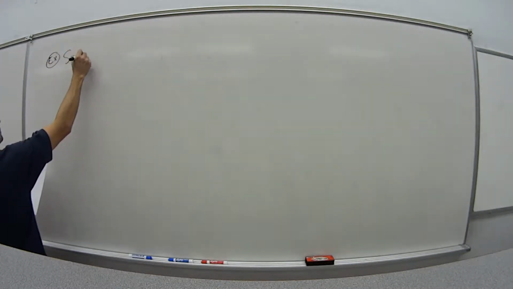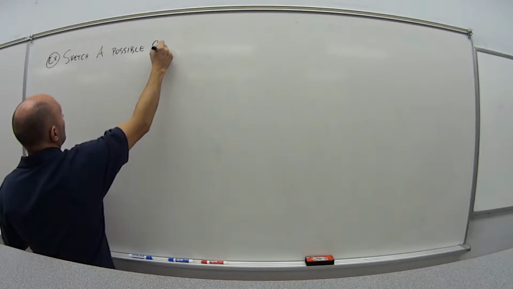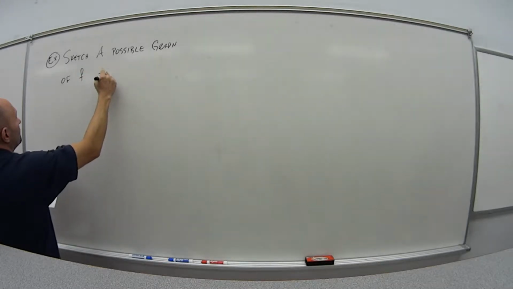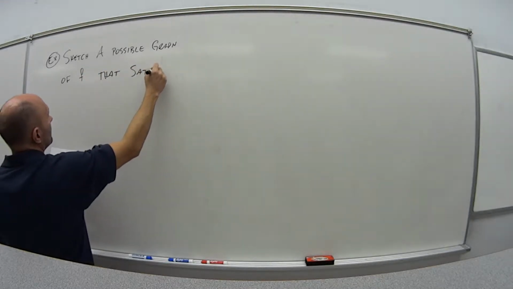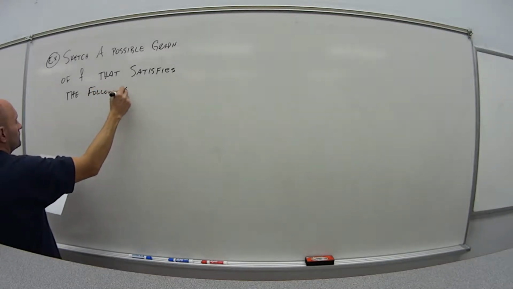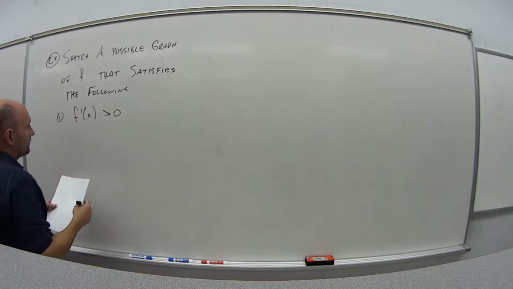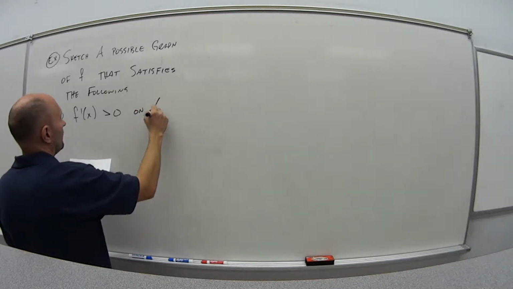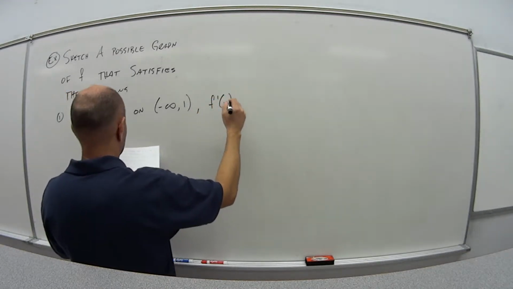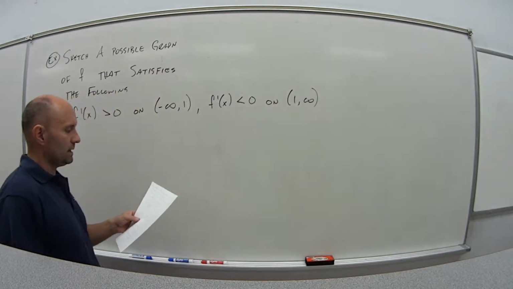Let's say we want to sketch a possible graph of f that satisfies the following. First, f prime of x is greater than 0, is positive on the interval negative infinity to 1, and f prime of x is less than 0, is negative on the interval 1 to infinity.